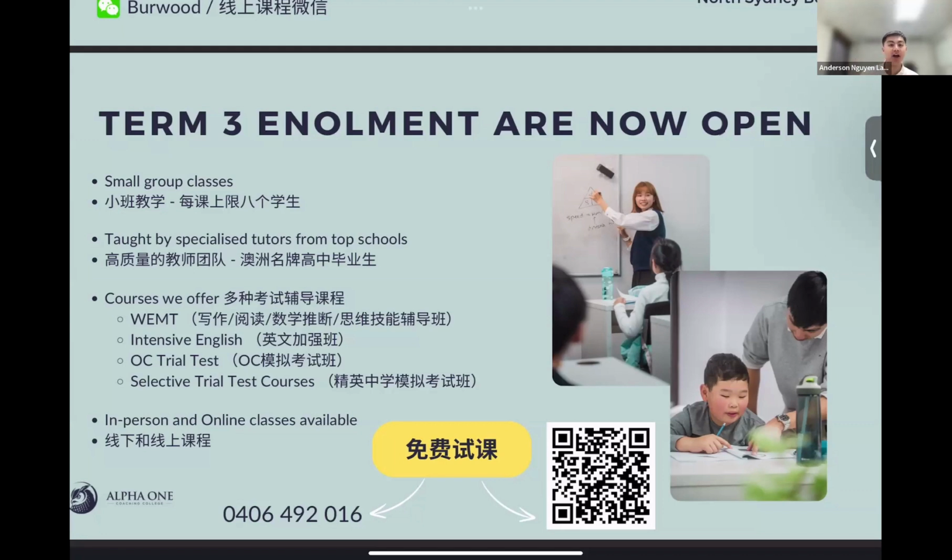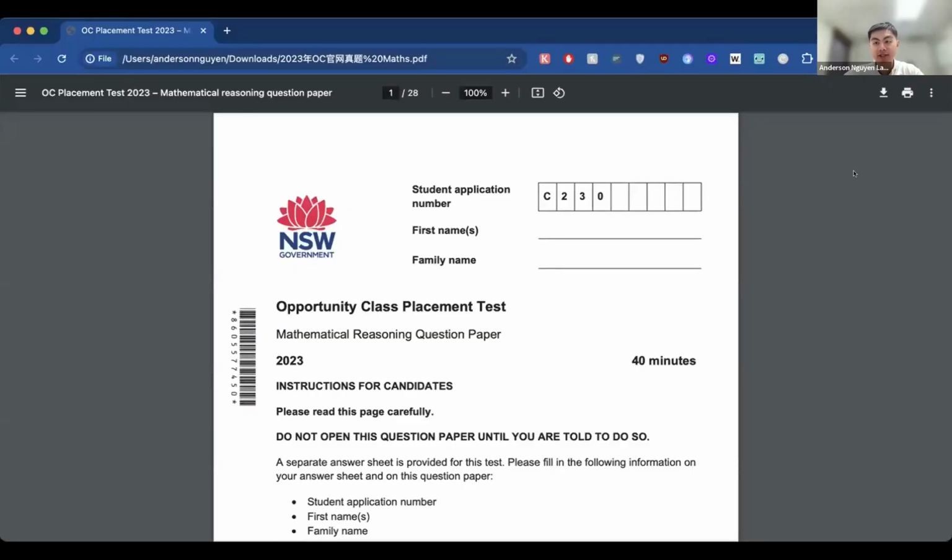So I'm going to share my screen of the paper, and I'll be writing down my working out and going through the questions one by one on said paper, okay? All right, everyone. So this is the paper, right? Make sure you have the exact same paper.